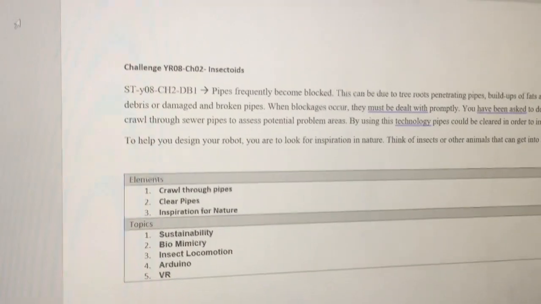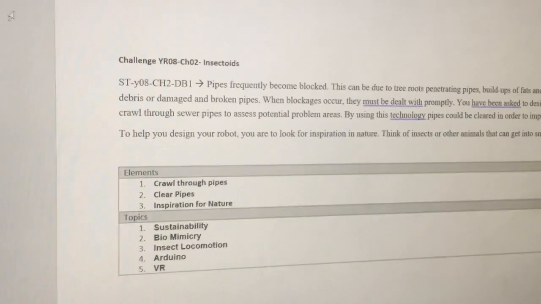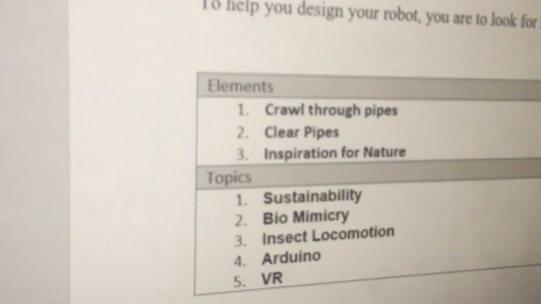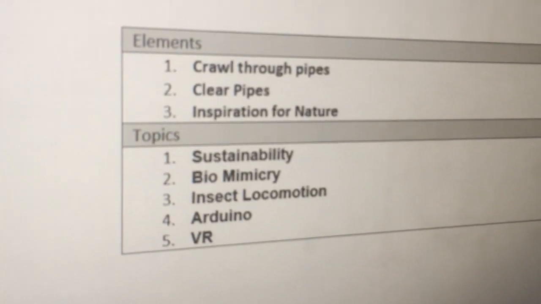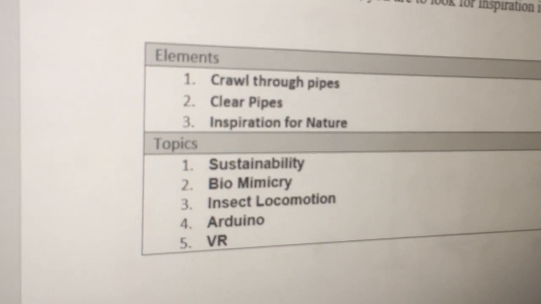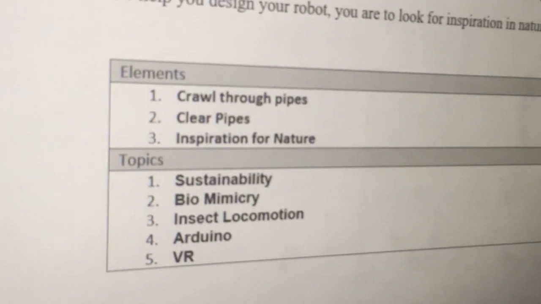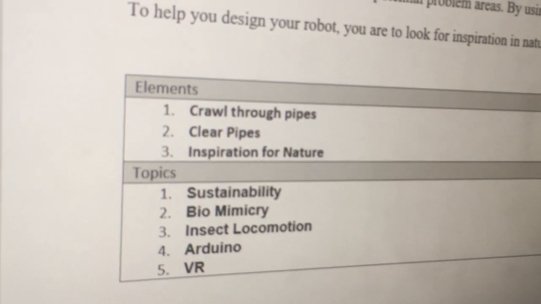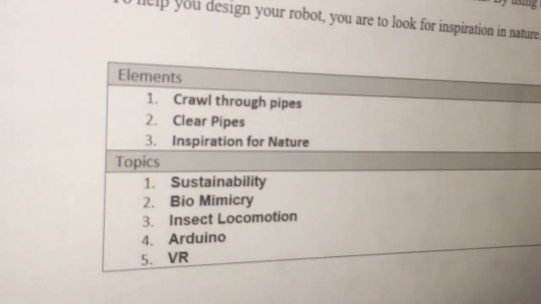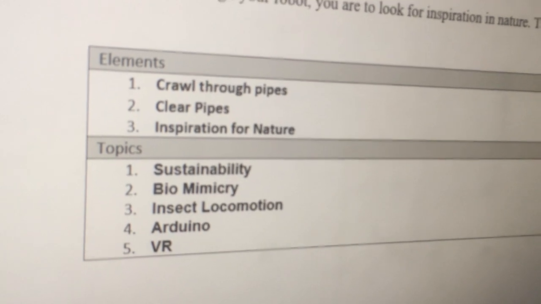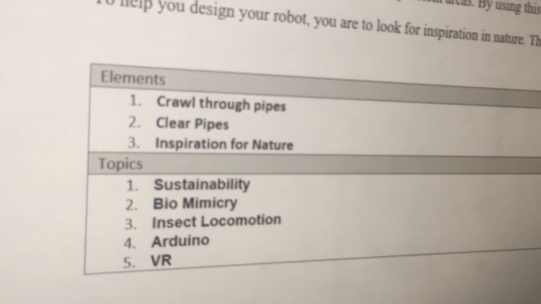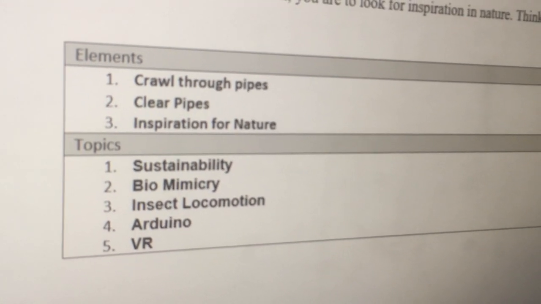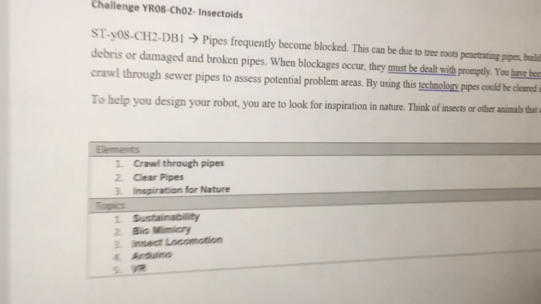What we then do is break that down into what are the key elements. In this particular case, there's 3 key elements: to crawl through pipes, clear pipes, and find inspiration from nature. Further to that, there's some topics which we would expect that the students would be introduced to, and that is sustainability, biomimicry, and insect locomotion. The last 2 relate to the technologies that we're trying to introduce the students to, and it's here where the critical part of the work that we do is trying to bind the technologies into the broader context.